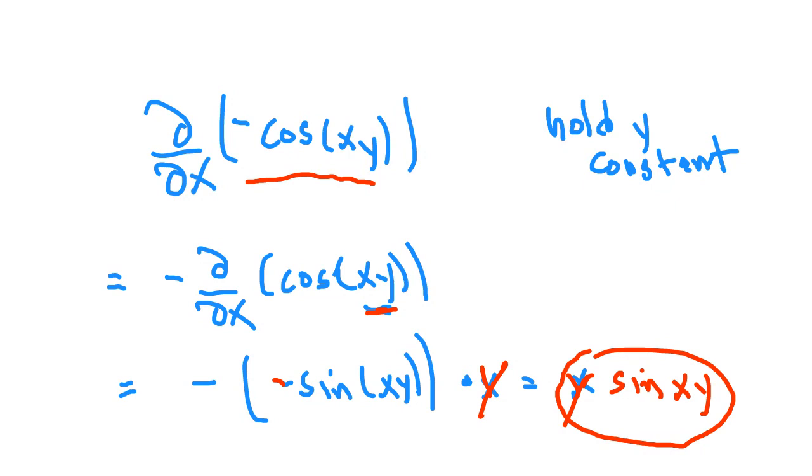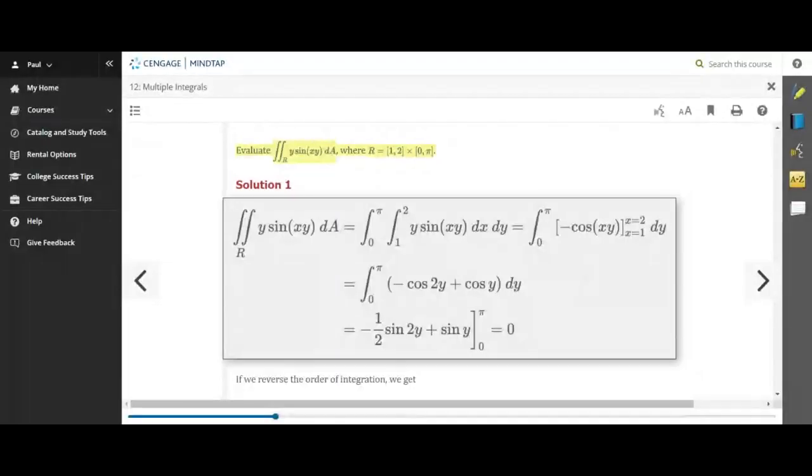And so if we go back to the problem at hand, if we go back to the book, there is that antiderivative, negative cosine of xy. The angle is xy. You put in x equals 2, you put in x equals 1. And now you've got the integral from 0 to pi of negative cosine 2y plus cosine of y dy. Now it's a calculus 2 problem, and you're going to end up getting 0. How can that happen?